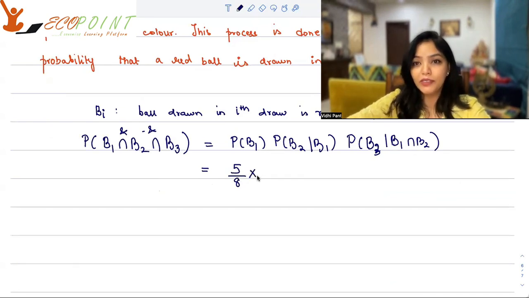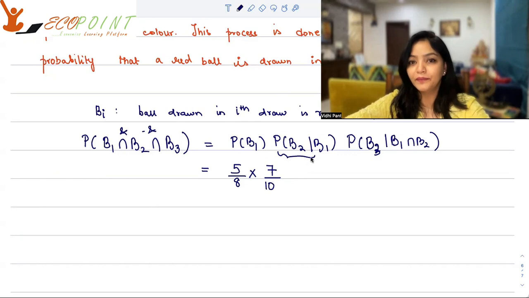But now what happens? I have a red, so I'm going to put 2 more red. This one and 2 more red. That means in total I get 7 red balls. 7 red balls, and of course my total number of balls has also increased. The total number of balls has now become 10 instead of 8. So that's this conditional probability.